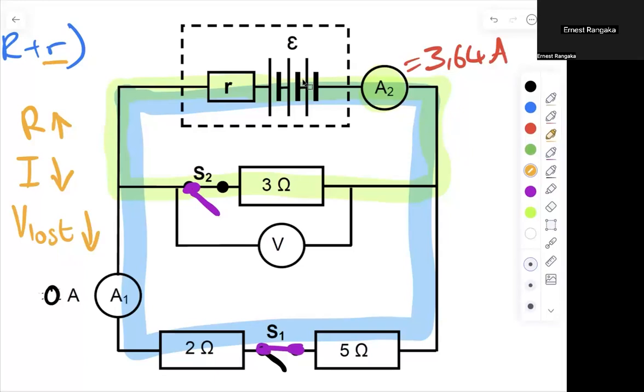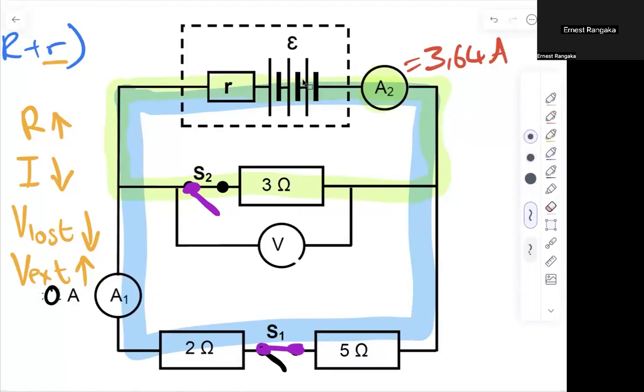So when my lost volts decrease, EMF is consistent. That means my V external is going to decrease. If I've got less losses in my battery, I've got more EMF, or potential difference, or energy per unit coulomb to go out of my battery. Then my V external increases. And like we mentioned already before, what are we really looking at?